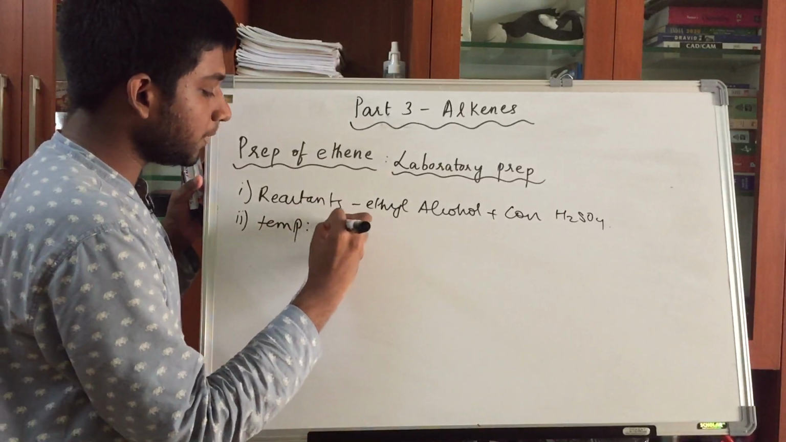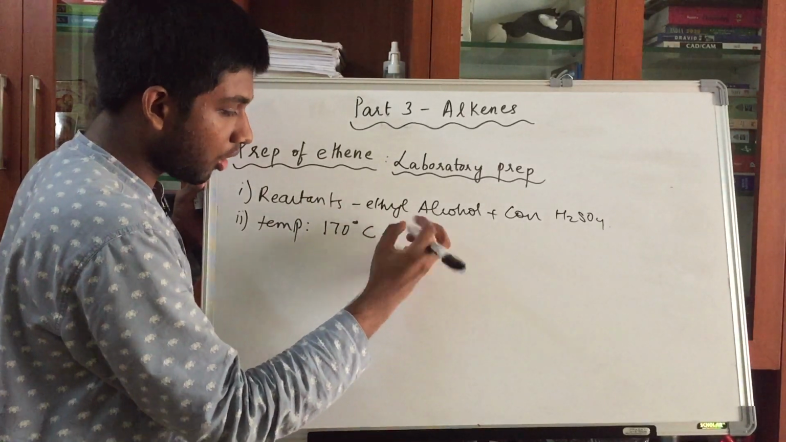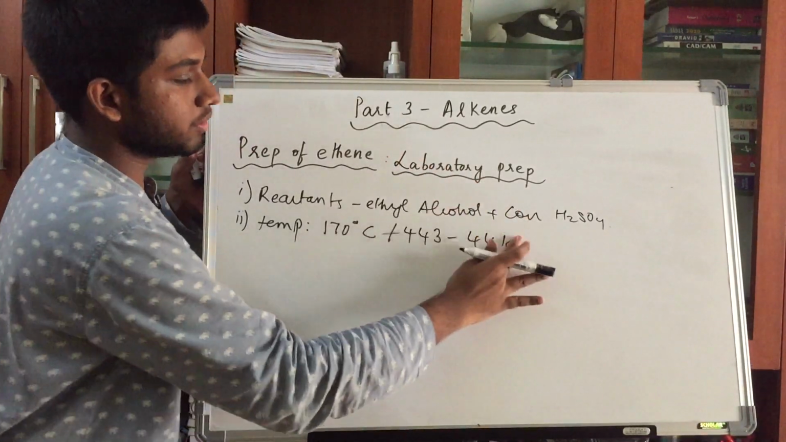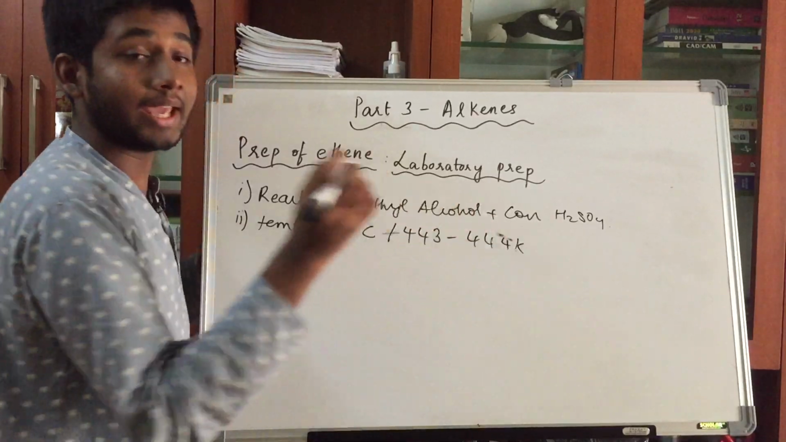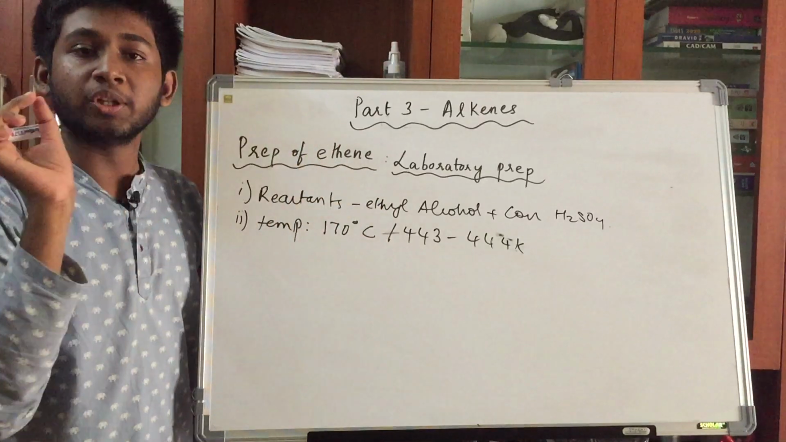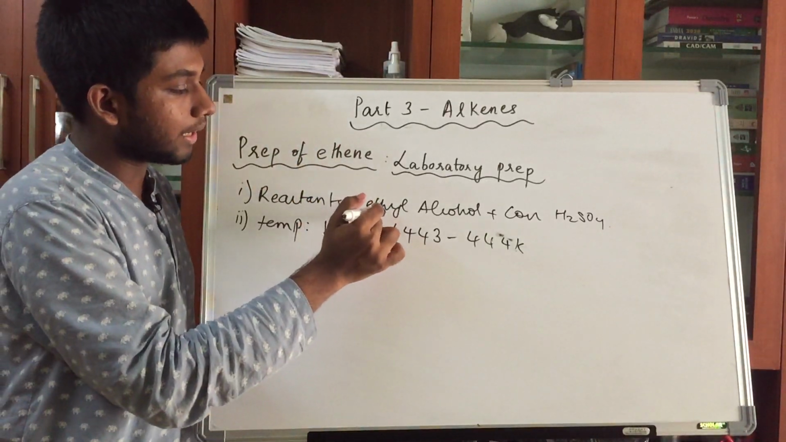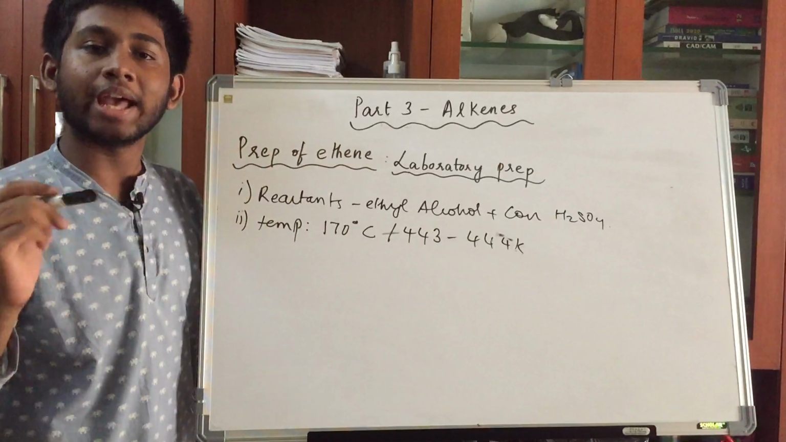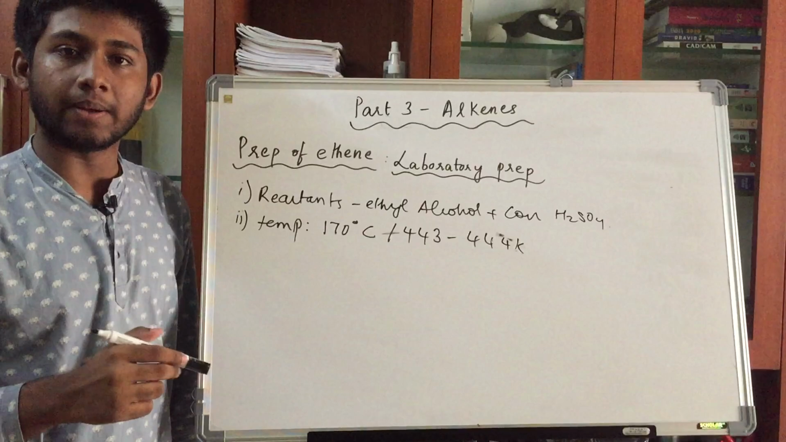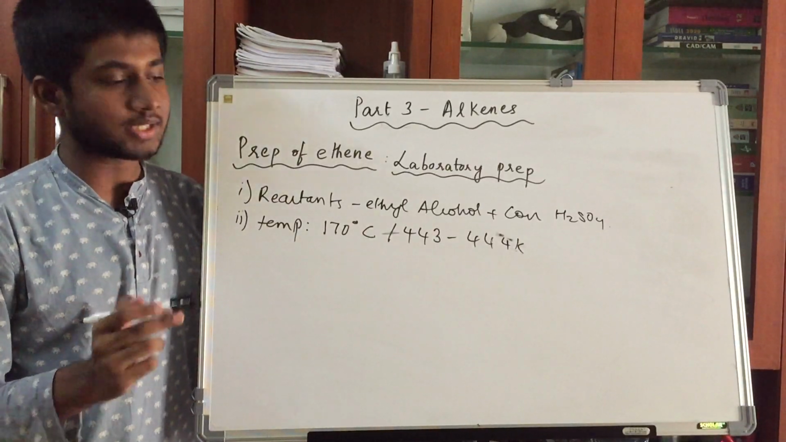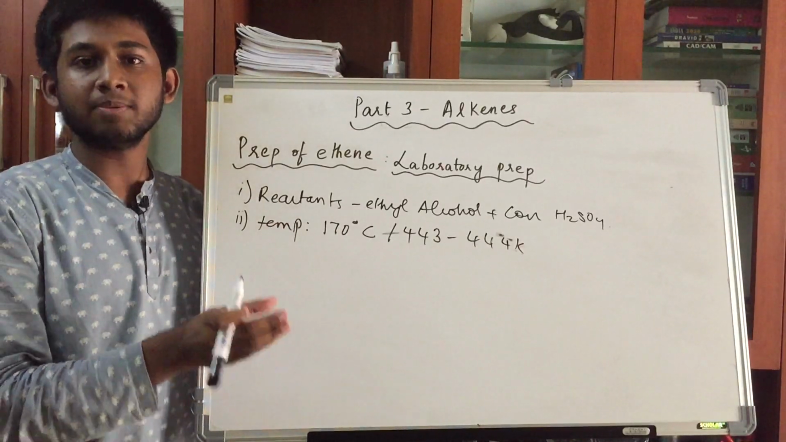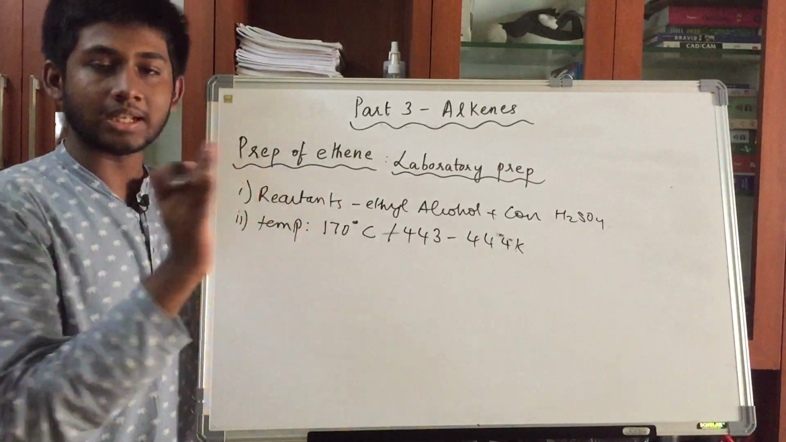The temperature is supposed to be 170 degrees Celsius, or in terms of Kelvin, 443 to 444 Kelvin, while in the case of methane the temperature is 300 degrees Celsius. So the reactants for the preparation of ethene are ethyl alcohol, which is C2H5OH, and concentrated H2SO4. And next is the temperature: 170 degrees Celsius or 443 to 444 Kelvin. Since your textbook gives it in terms of degrees Celsius, you can use that.